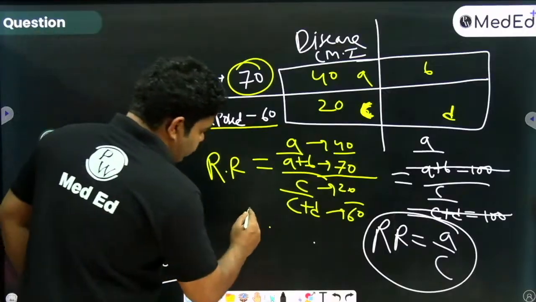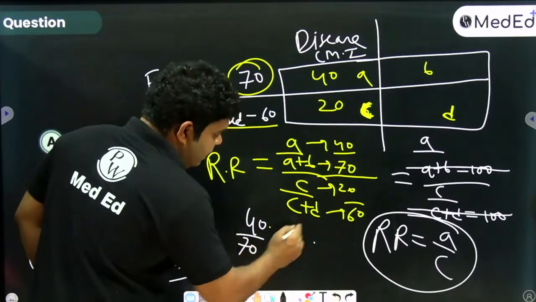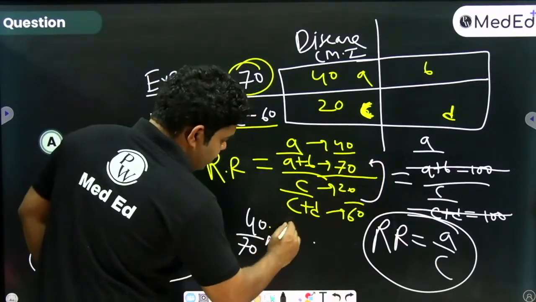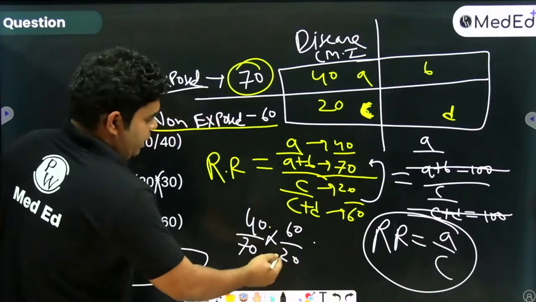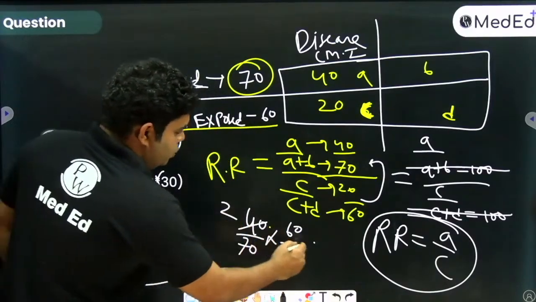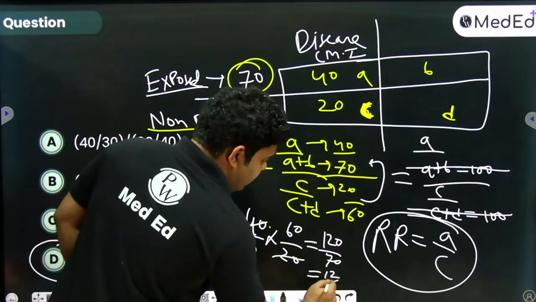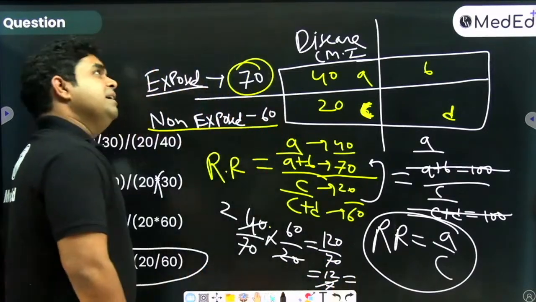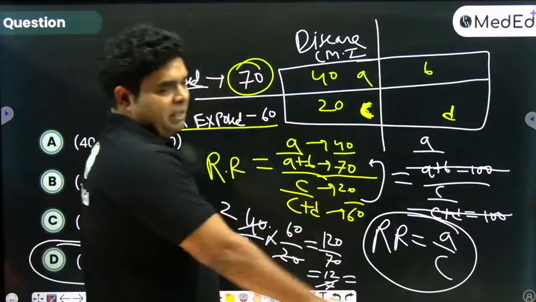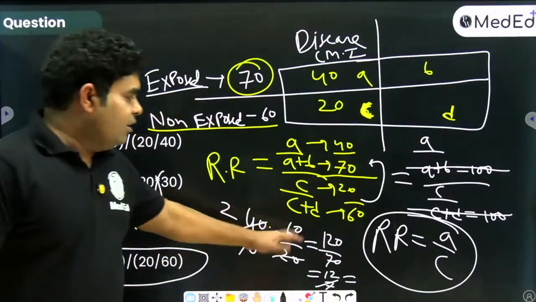And if you want to calculate it, you can. 40 by 70 will remain there, 20, 60 go above, so it will be 60 by 20, 20 will cut 40 by 2, 2 into 60 is 120 by 70, or 12 by 7. 12 by 7 is roughly 80% or something like that, but 12 by 7 will come.